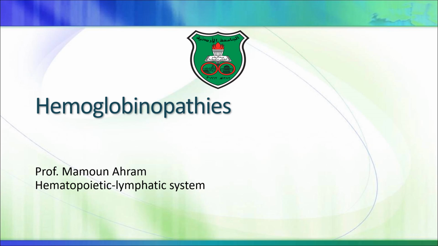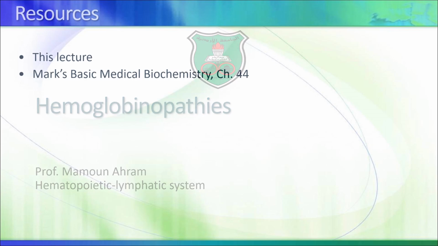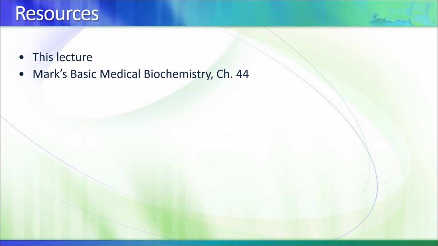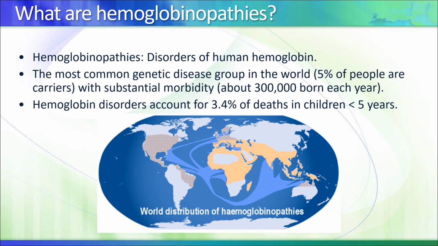So in this lecture, we'll be talking about hemoglobinopathies. Let's first define what hemoglobinopathies are. Hemoglobinopathies are basically disorders of human hemoglobin. Basically, we have deficiency in the oxygen transport system.